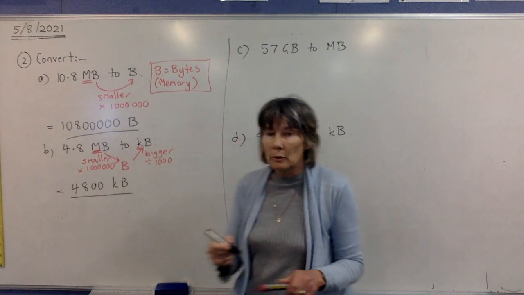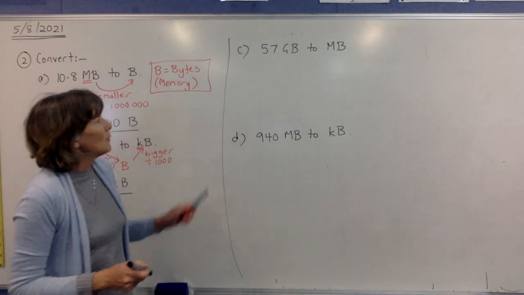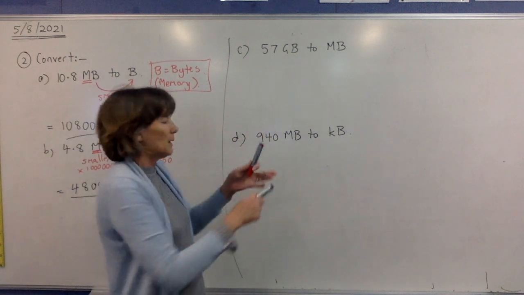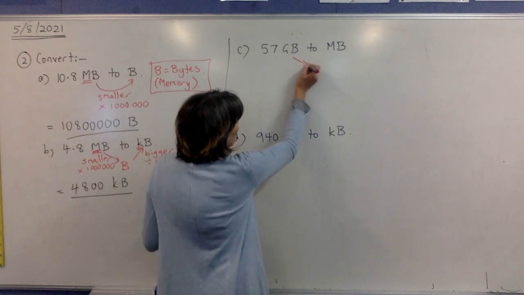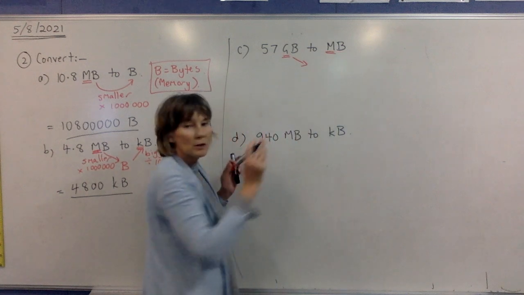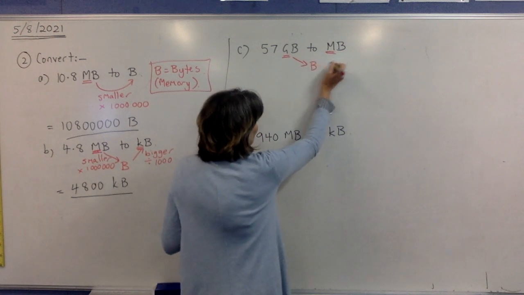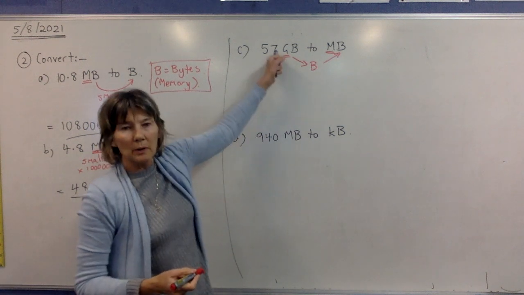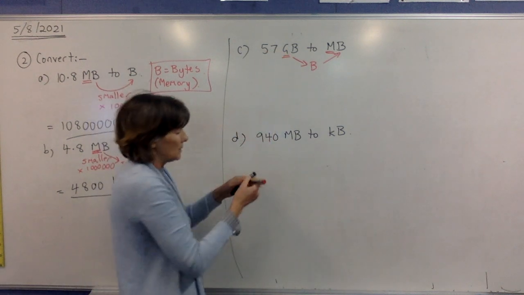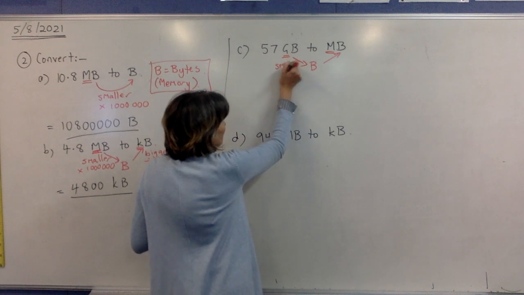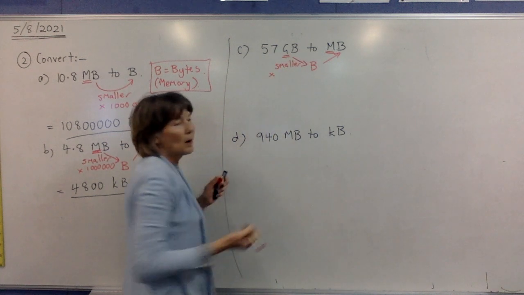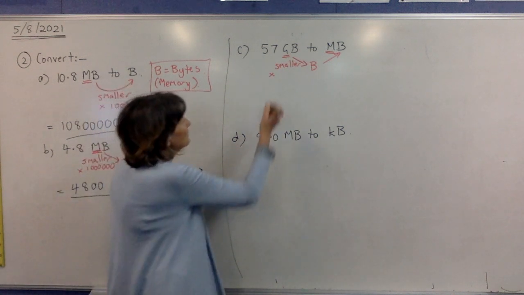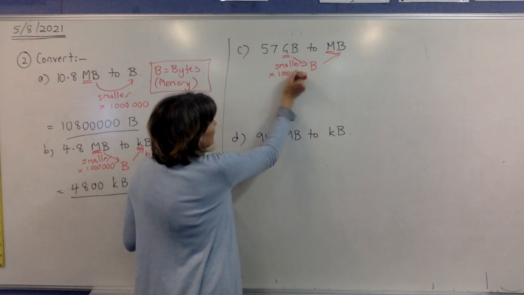All right, next question. We're looking at C. So we're going from gigabytes to megabytes. Because of the 2 prefixes, we're going to the base unit first, which is bytes. So gigabytes to bytes, we're going from something really big to bytes. That means we're going smaller. So we're going to times by, giga is 1 billion, 9 zeros.